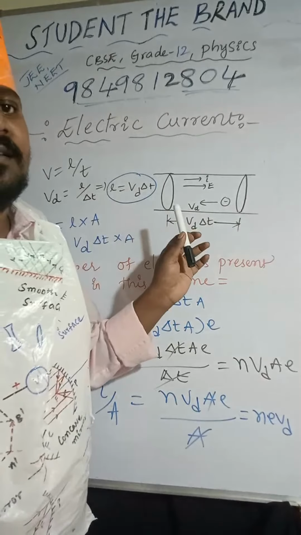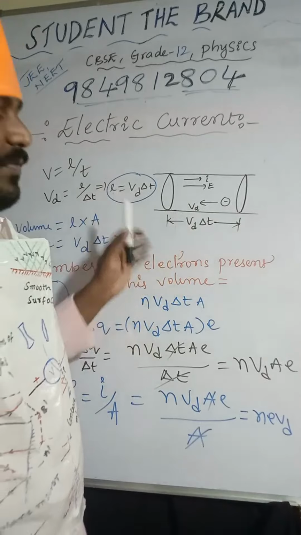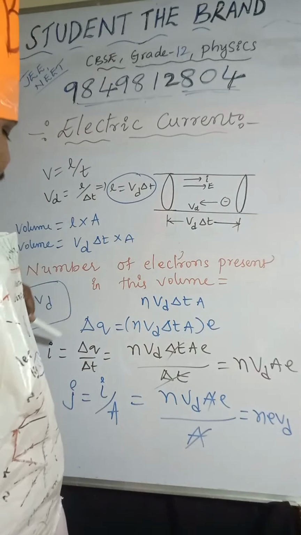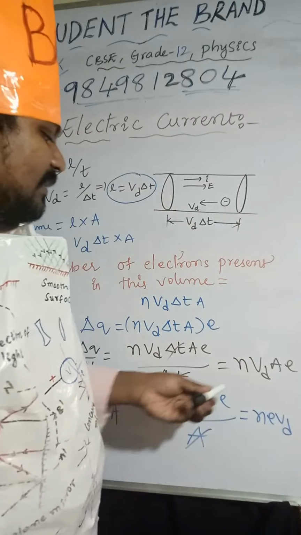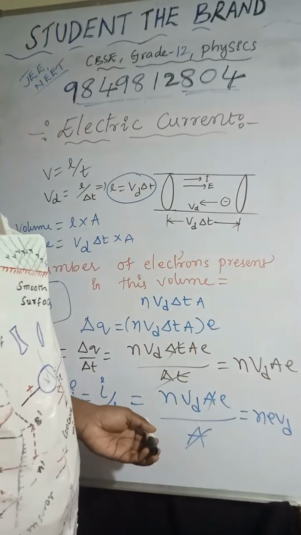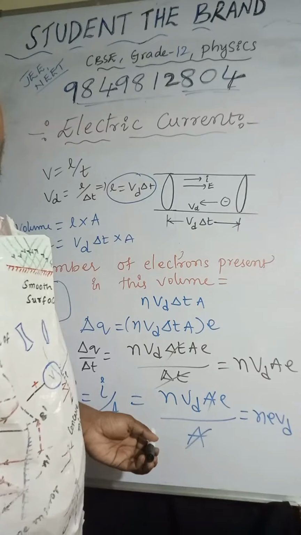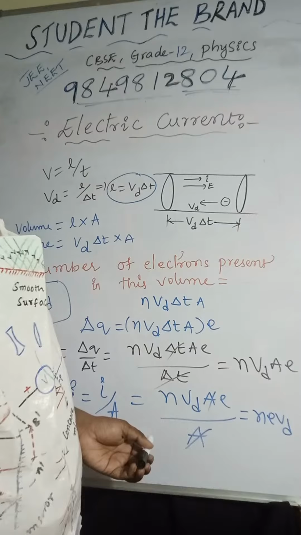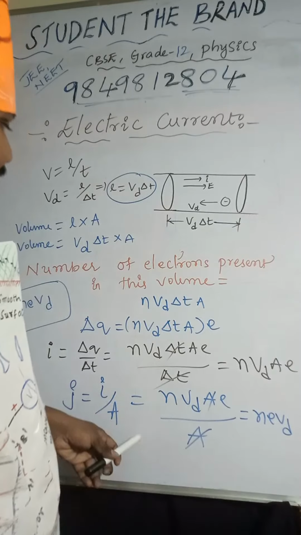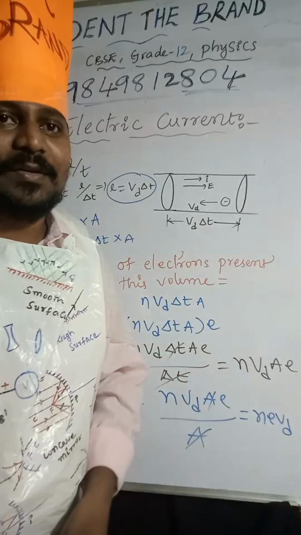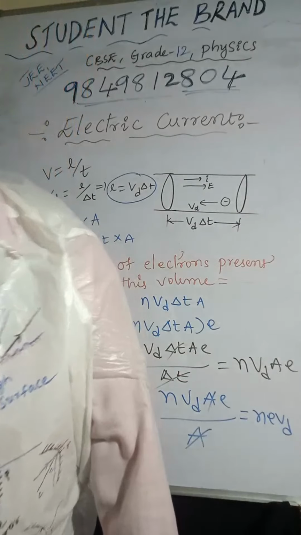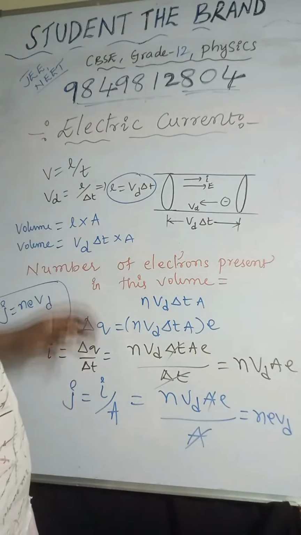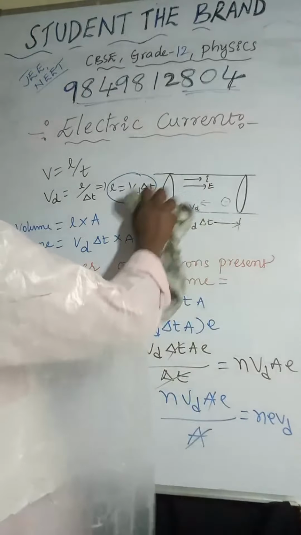Current is a scalar. Scalar quantity does not follow vector law of addition. And here you can observe, I am taking I equal to delta Q by delta t. So delta t gets cancelled, then we get current density. Current density is equal to I by A. I hope it is very clear. Now we'll discuss one more topic.